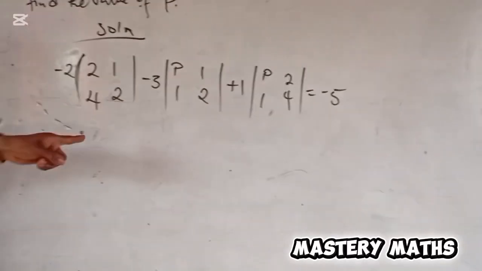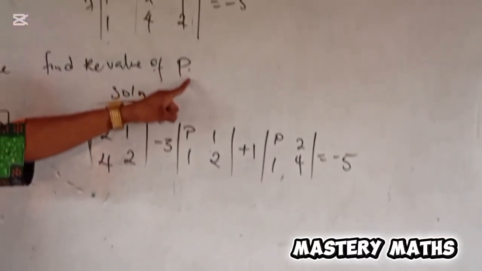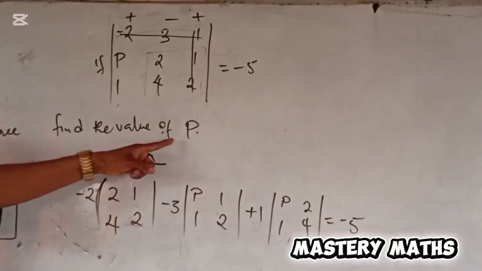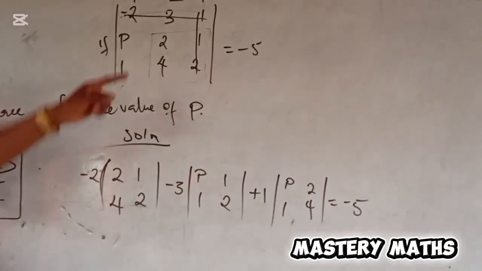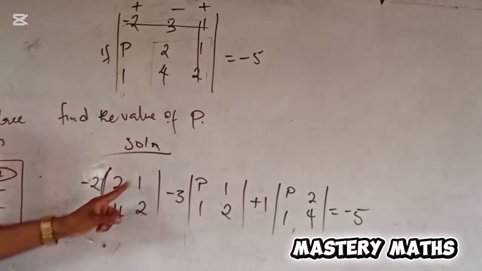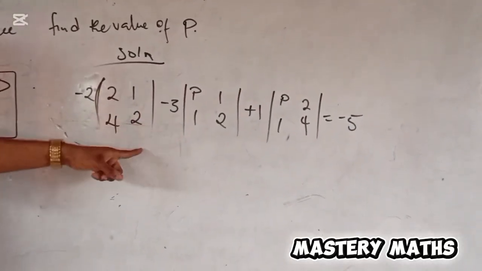Remember, our purpose of doing this is to find the value of P. Finding the value of P. Now, we've reduced the 3 by 3 matrix to 2 by 2 matrices.